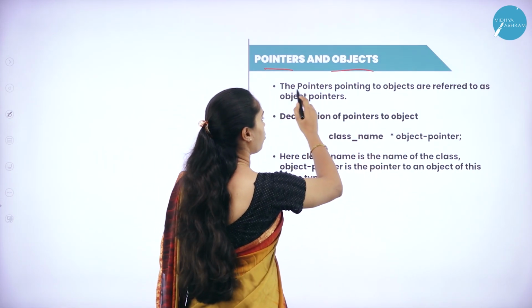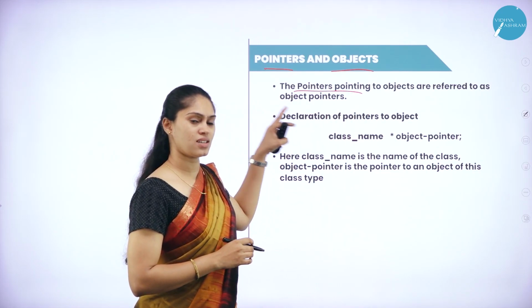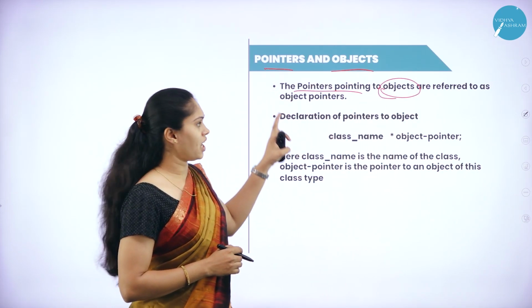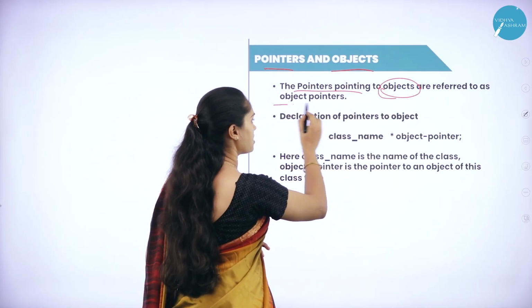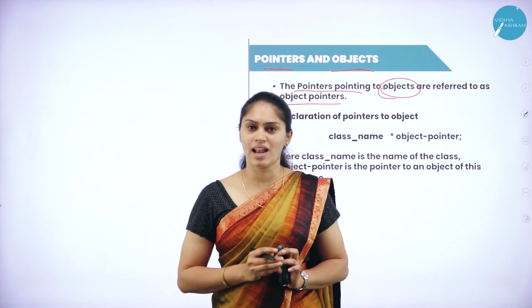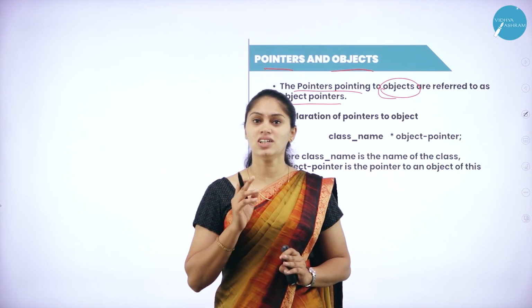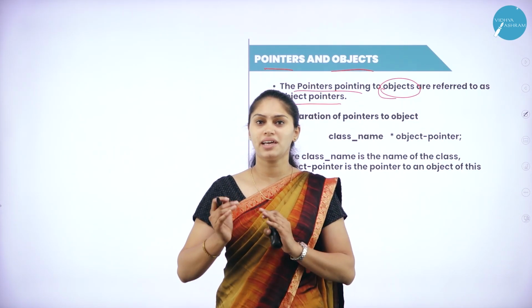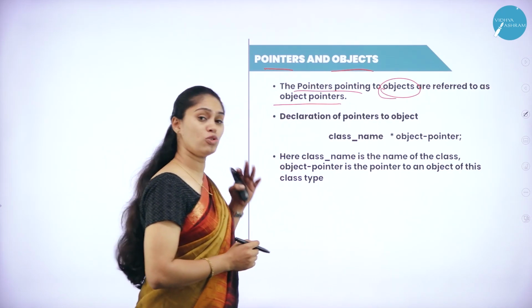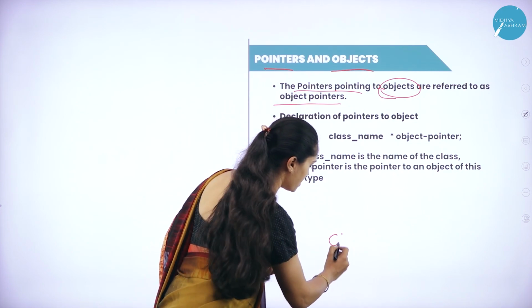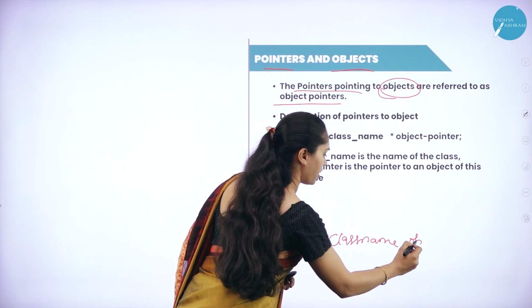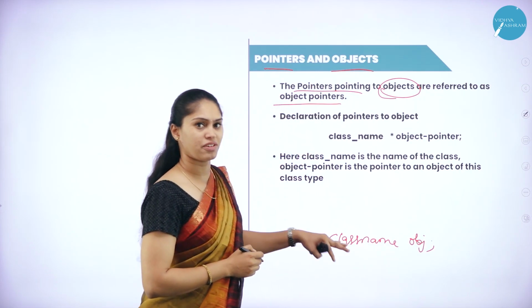So what is this pointer going to do? This pointer is going to point to the object. When the pointer is pointing to the object of a class, I can call that an object pointer or a pointer object. So what will be the syntax? You already know how to declare an object. I need to specify the class name, then I must specify the object name.